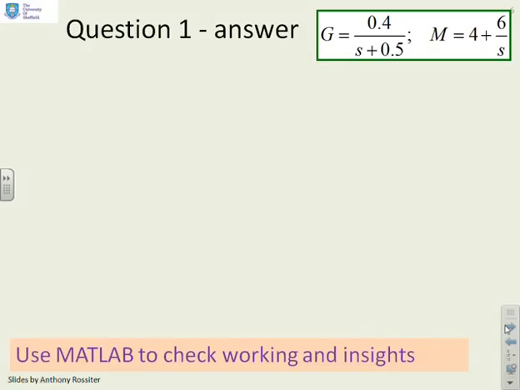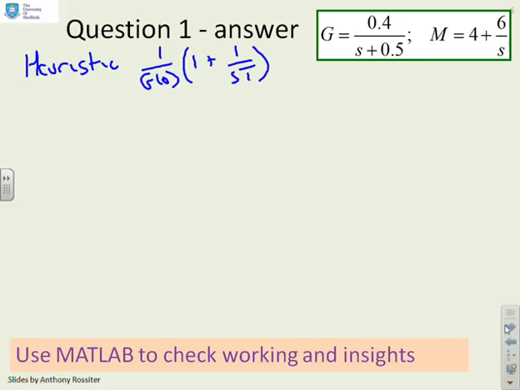Alright then, let's have a look at the heuristic design and see what this tells us. So if we go with the heuristic design, we have 1 over G of 0 into (1 plus 1 over sT). We have to choose a sensible time constant, which in this particular case, because you have that there, a sensible time constant might be T equals 2. So in other words, the heuristic design is going to give M equals, now 1 over G0 is going to be 1.25, then I'm going to get 1 plus 1 over 2s.